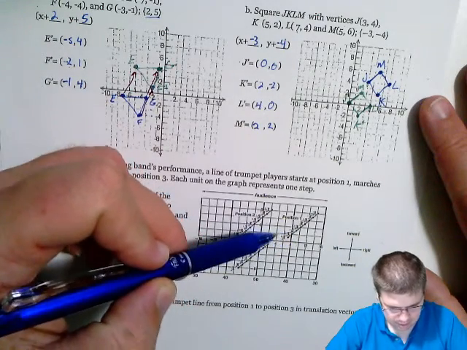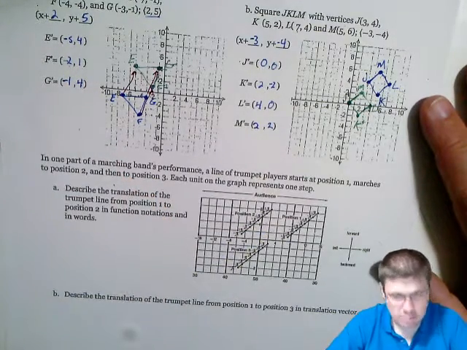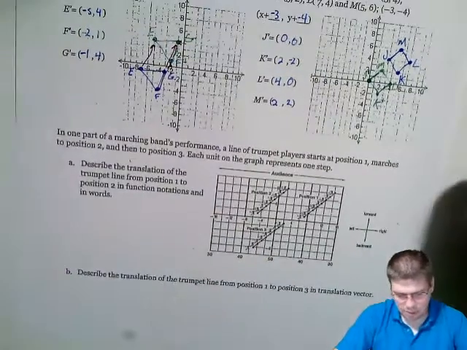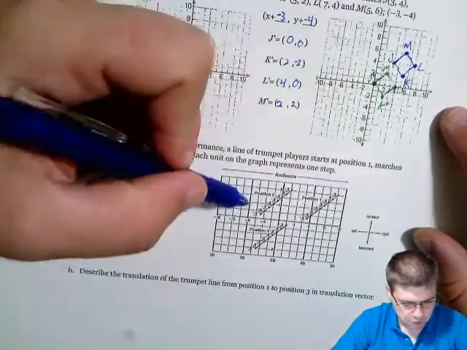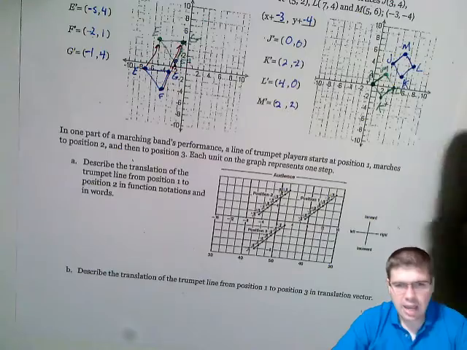So yeah, 2.5 yard steps, I guess. That seems kind of big. I'm not sure. Anyways, we'll go with it. So describe the translation of the trumpet line from position 1 to position 2 in function notation and in words.